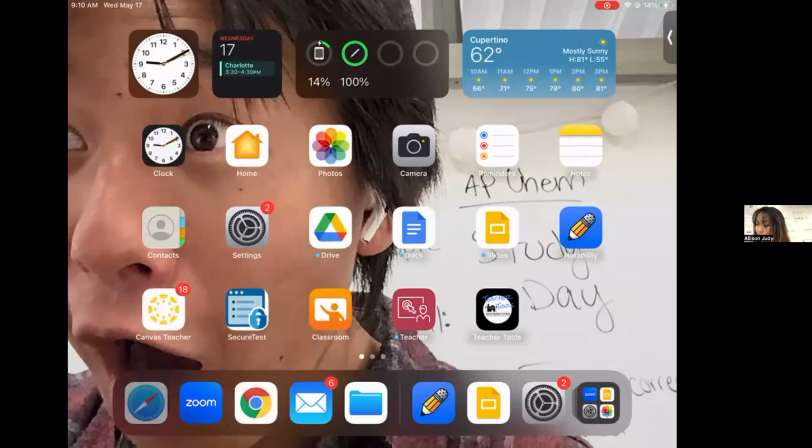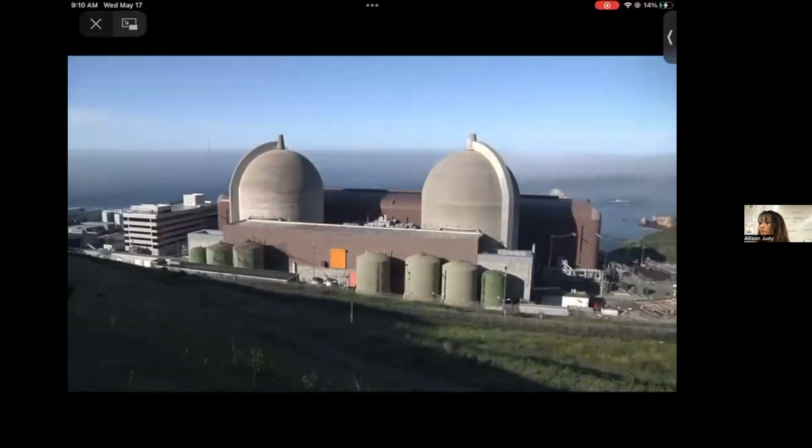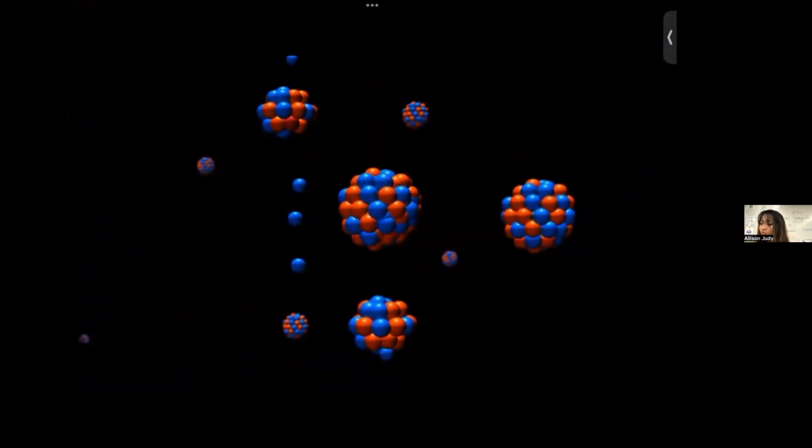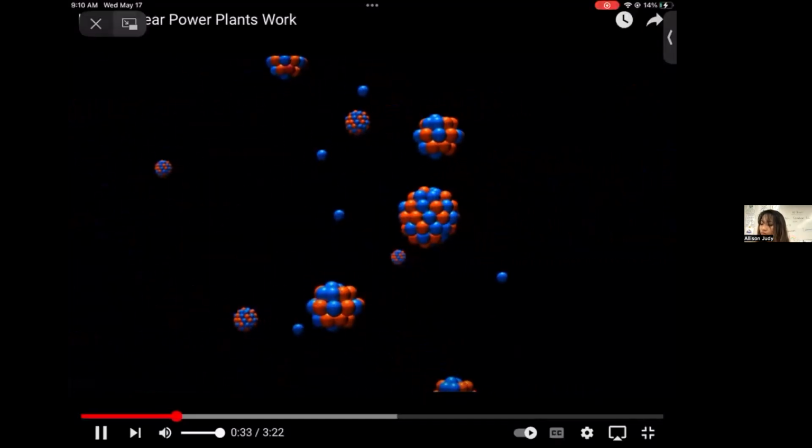where's my Safari? There you go. At nuclear power plants, the heat to make the steam is created when uranium atoms are split in a highly controlled process called fission inside a nuclear reactor.